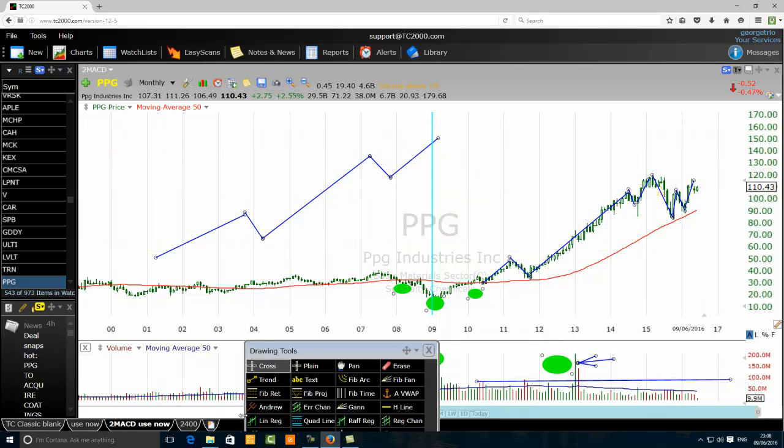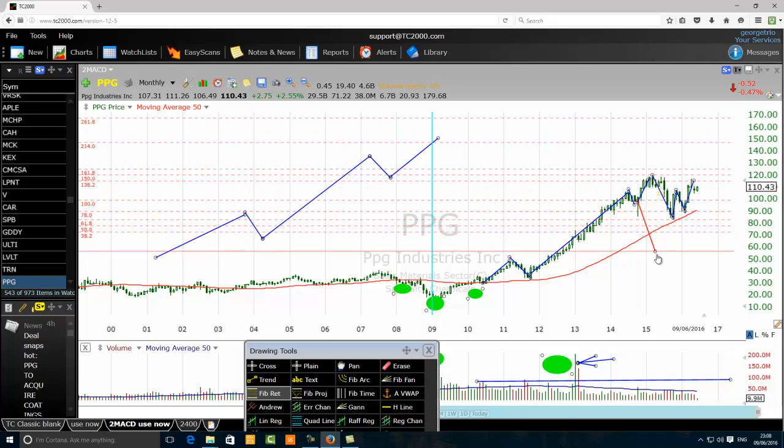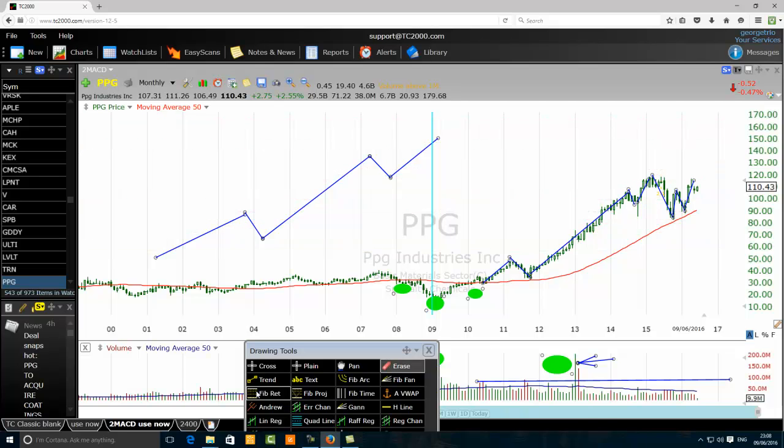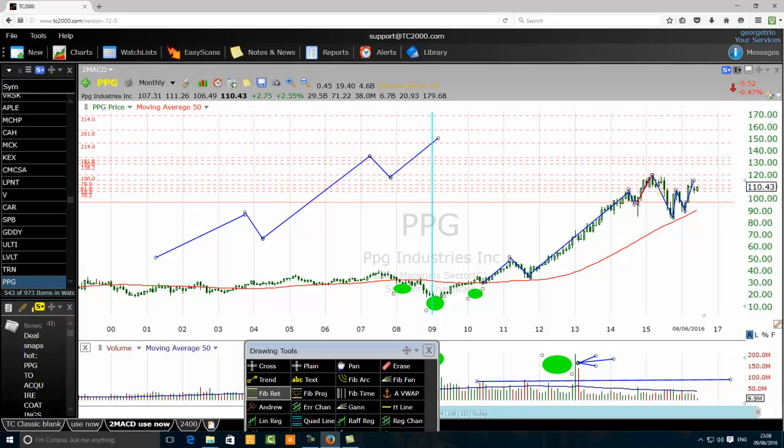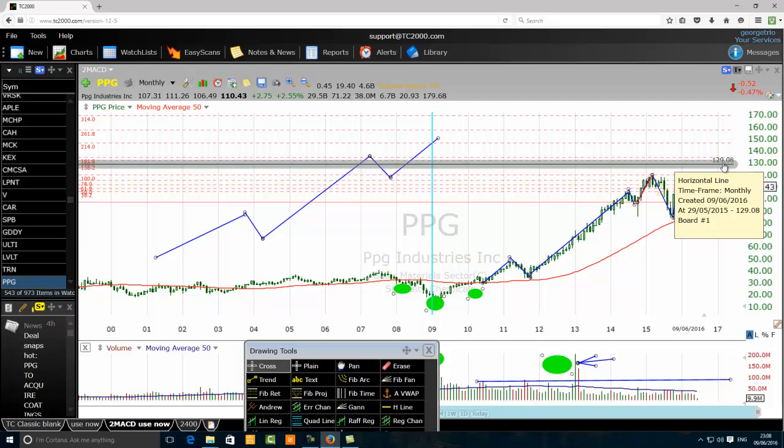Be aware that we also have an expanded flat correction. Now, the expanded flat correction can bring the price up to the 138.2% Fibonacci extension level of the fifth wave, somewhere here. So be aware of this resistance level, 12908. If you are trading this stock, the price can continue to go up to this point here, 12908.